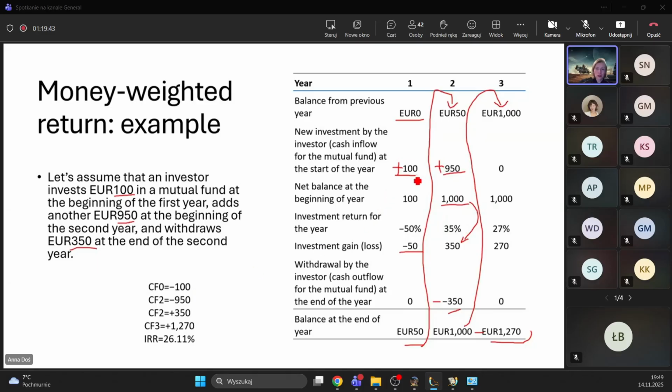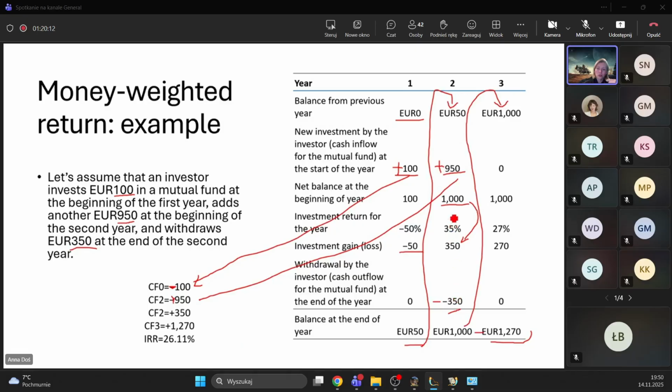Here you can see this inflow at the beginning. This is cash in. This is the portfolio point of view, and this is the investor point of view. The investor gets the money out of the wallet. So the investor has cash outflow.